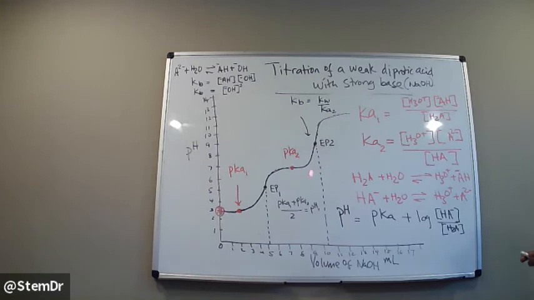So once you reach endpoint 2, the calculation of the pH for this point is a little different. Here you need to consider the base constant of your conjugate base.